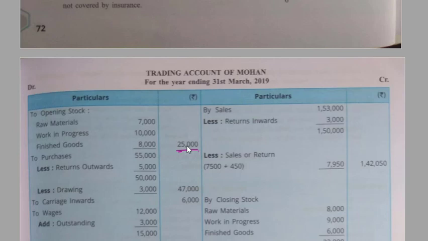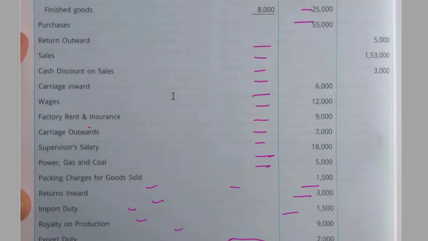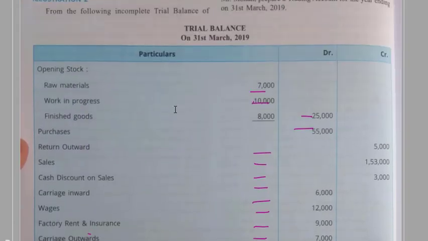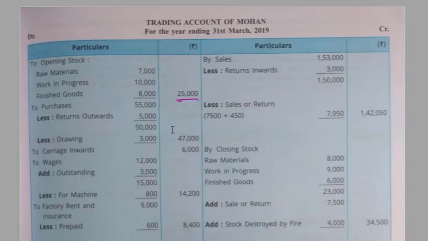Your next entry is purchases. So let us see what total purchases we have. We have 55,000 purchases, and out of those purchases we have returned goods worth rupees 5,000. So under purchases we will include 55,000 and from this we will deduct this return outward. So 5,000 we have returned and the net amount is 50,000.